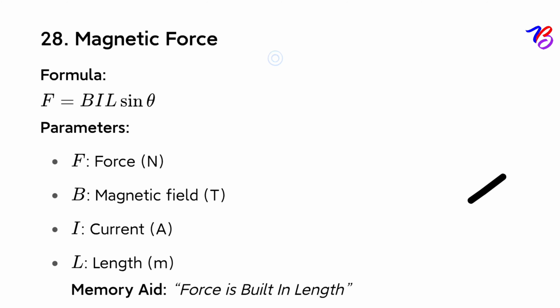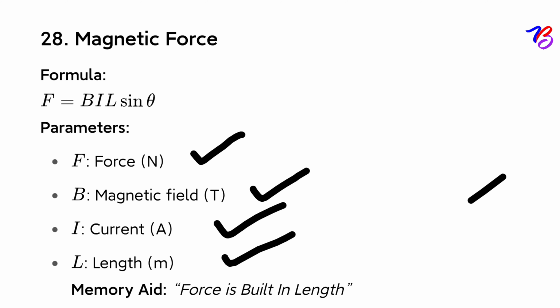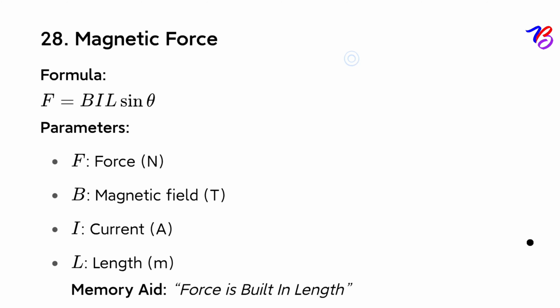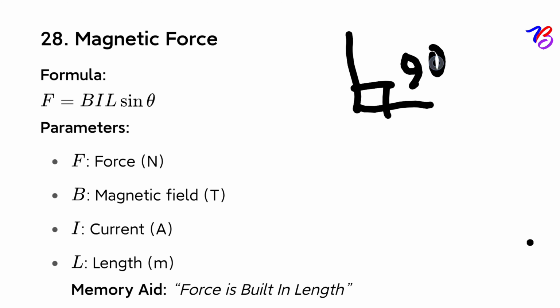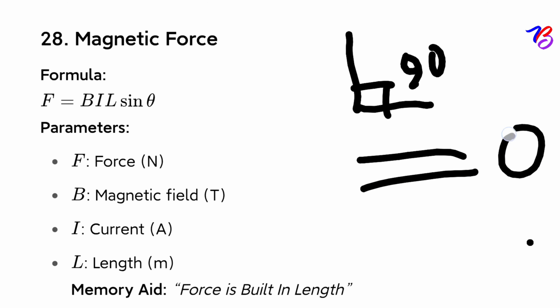28, magnetic force. Formula: F is equal to BIL sine theta, where our F is force in Newton, our B is magnetic field in Tesla, our I is current in ampere, and L is the length in meters. Please take note of this. If the directions are perpendicular to each other, your theta is 90 degrees. But if they are parallel to each other, theta is what? 0. Theta is 0 degrees. Take note of this. And your answer for force automatically becomes what? 0. Don't forget that, please.